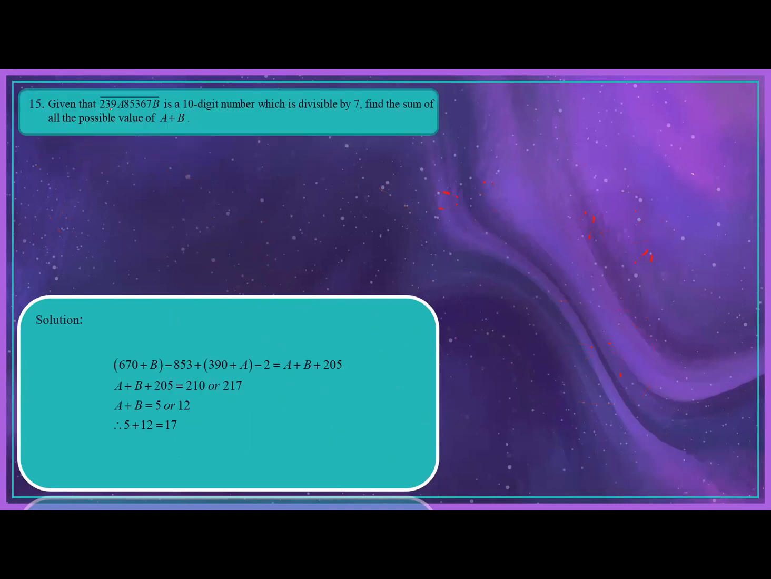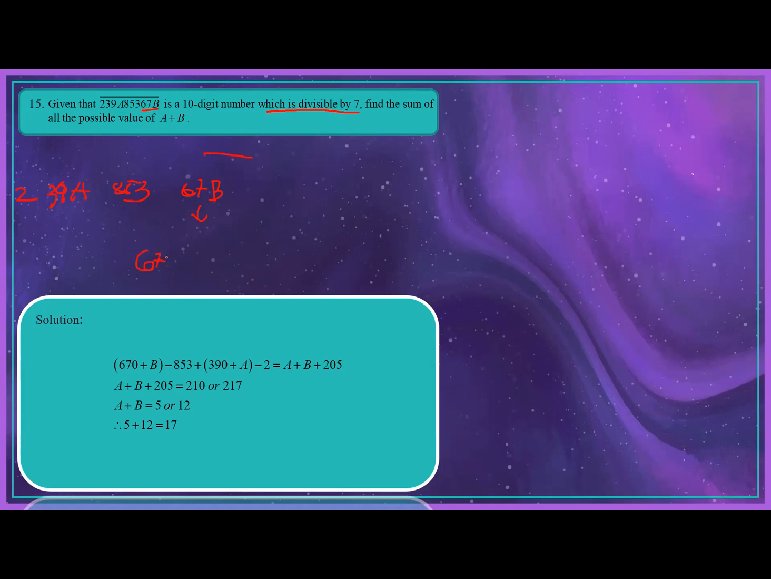So 15, given that this number is a 10-digit number, which is divisible by 7, find the sum of all possible values of a plus b. If we have a number divisible by 7, first thing you do is group the digits by 3 from the units digit: 67b, then 853, then 39a, and 2.